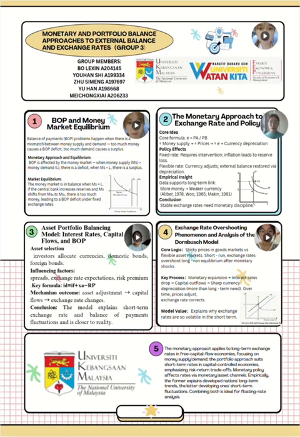Let's apply this to policy. Under a fixed exchange rate, the central bank must defend the exchange rate by using foreign reserves. But if the money supply keeps rising, the reserves may run out and the country may be forced to devalue its currency. In contrast, under a floating exchange rate, the exchange rate adjusts naturally. An increase in the money supply leads to a depreciation, which helps restore external balance without using reserves.